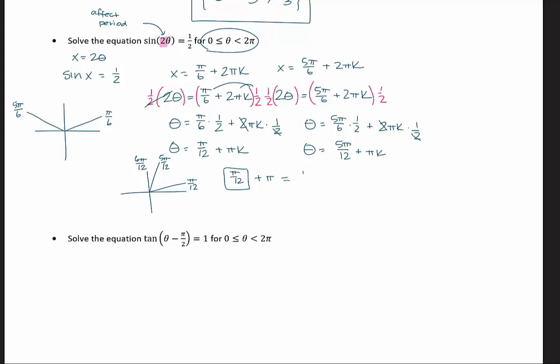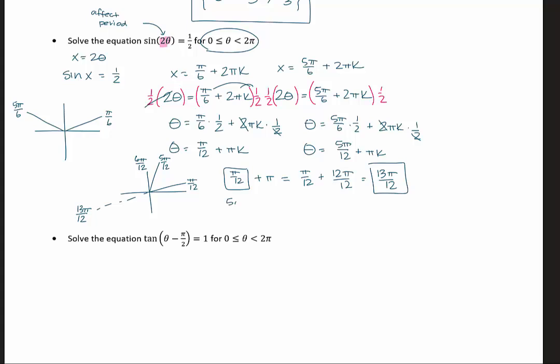And so that's going to give me pi over 12 plus 12 pi over 12, which is 13 pi over 12. And so there's another answer. And I know that that one is 12 pi over 12 away. So I'm in quadrant 3. If I were to add another pi to it, I would end right over here. And so that would be more than 2 pi. So I know that I have to stop there with pi over 12.